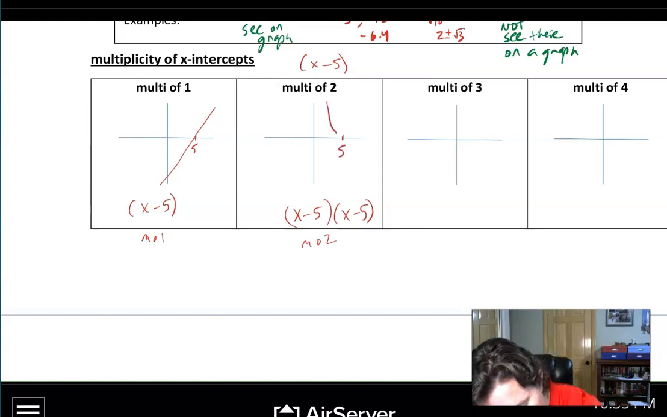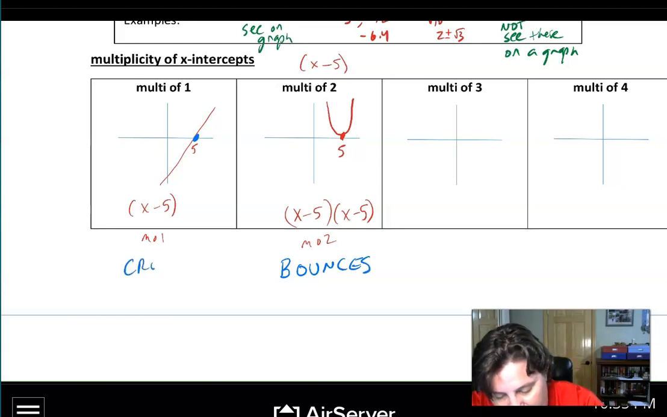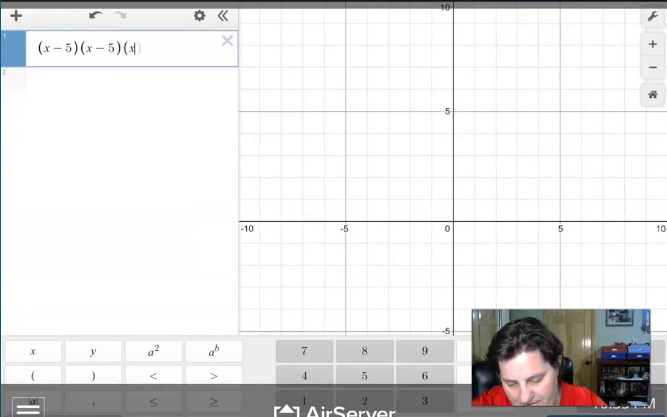And what happens is, when you have a multiplicity of 2, so I'm going to introduce you some special words, bounces. All right, it bounces. When it goes 1 time, it crosses. So the difference between crossing and bouncing. Let's look at what happens when we make it a multiplicity of 3. Let me put another x minus 5 on there.